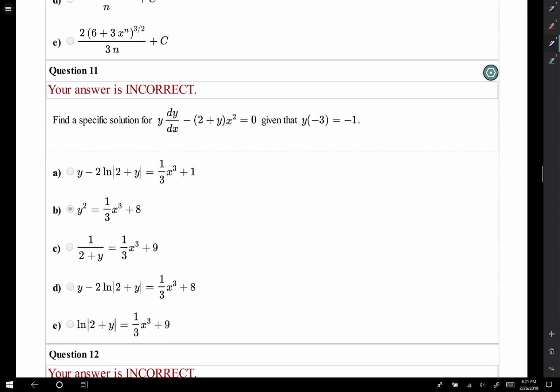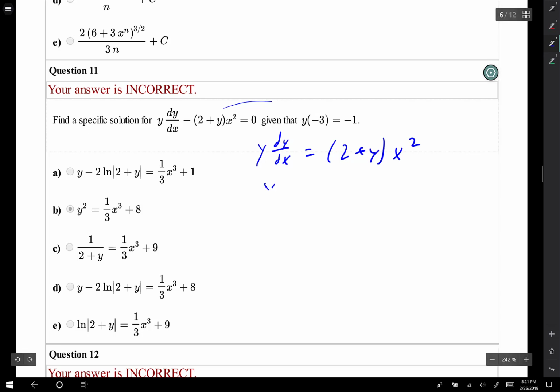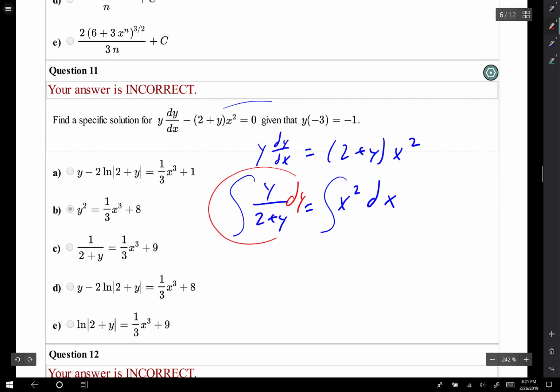Alright guys, here we go with this one. So move this to the right first. So y dy dx equals 2 plus y times x squared. And then I'm going to move the 2 plus y to the left and the dx to the right. So y over 2 plus y dy equals x squared dx. I'm going to integrate. So type this into Wolfram Alpha. There's a dy here, sorry. So this is the tricky part right there. When you do that guy, it comes out to, I'm doing it right now, guys.